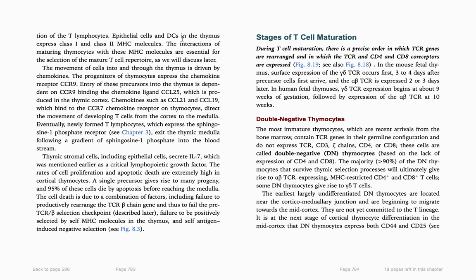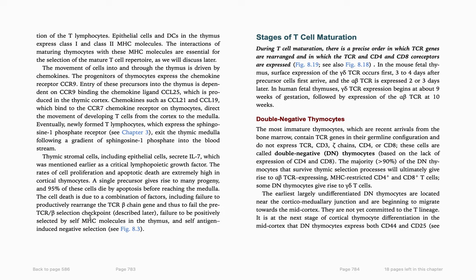Thymic stromal cells, including epithelial cells, secrete interleukin 7, which was mentioned earlier as a critical lymphopoietic growth factor. The rate of cell proliferation and apoptotic death are extremely high in cortical lymphocytes. A single precursor gives rise to many progenitors, and 95% of these cells die by apoptosis before reaching the medulla.